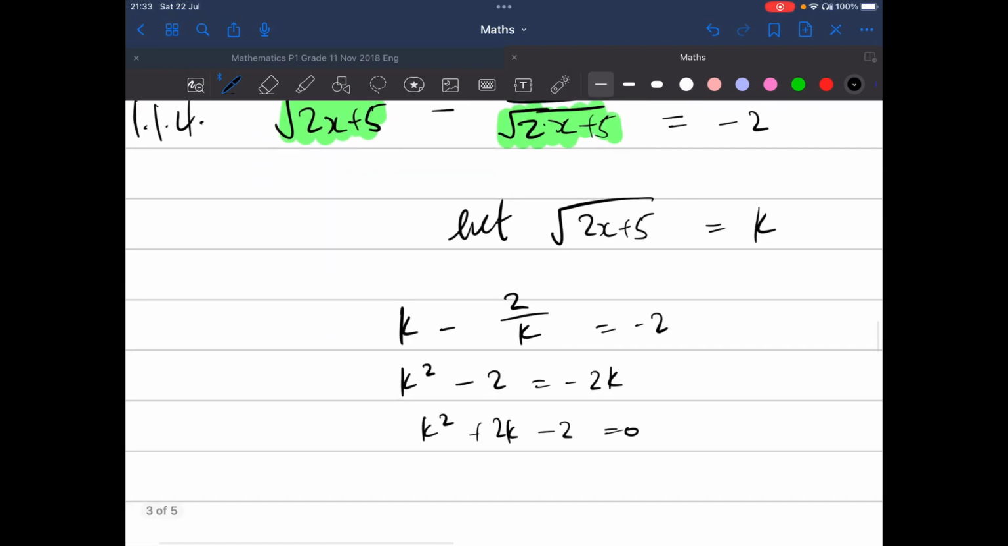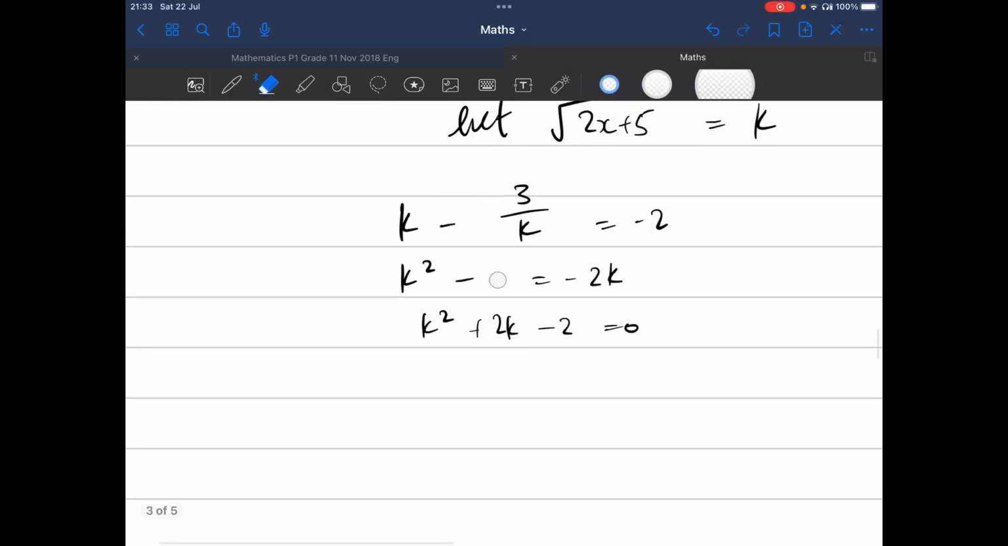Oh, so I realized this is supposed to be 3, sorry. So this is 3, this will become 3 then, and this will become 3 as well.